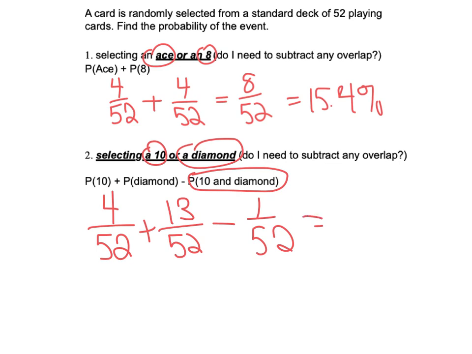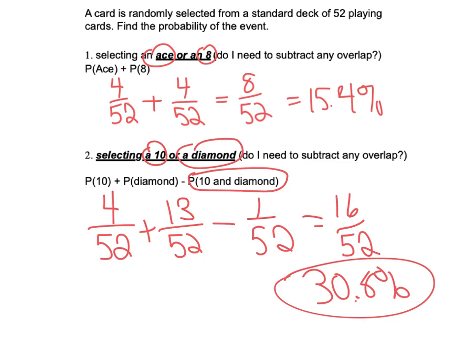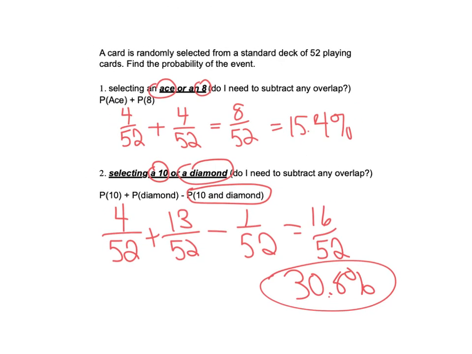And luckily it's nice when we have these fractions because everything is common denominator already. So we would have 16 out of 52. And if we wanted to, we could change that into a percent, which is about 30.8%. So if you picked a card, you'd have about a 30.8% chance that it would be a 10 or a diamond.